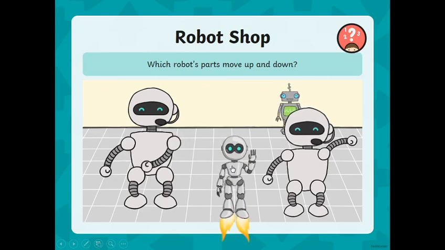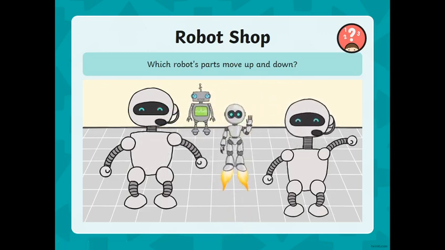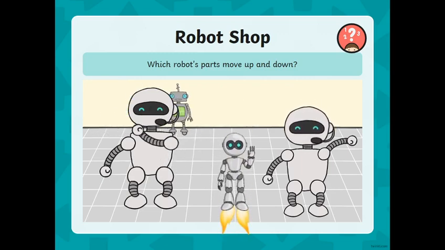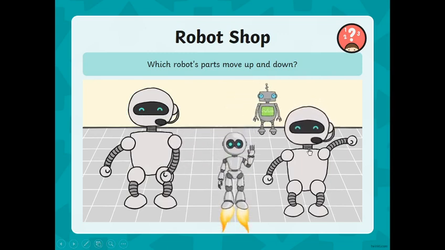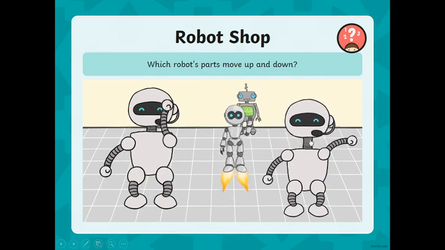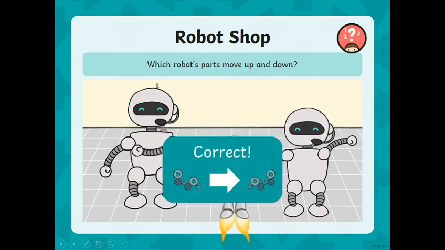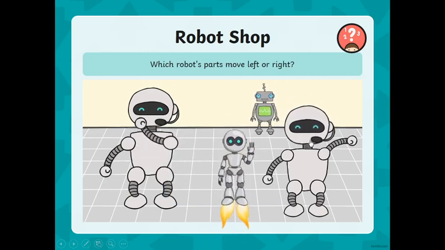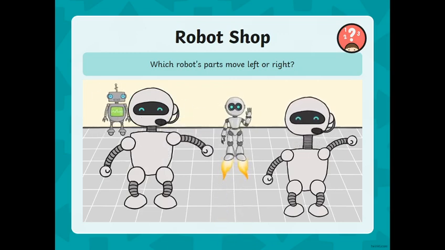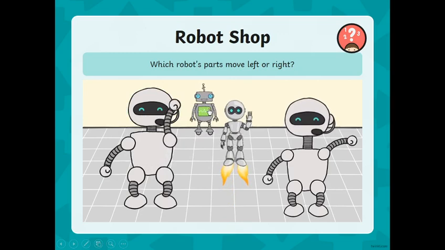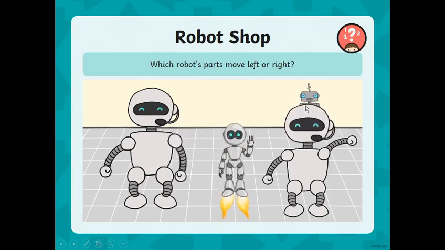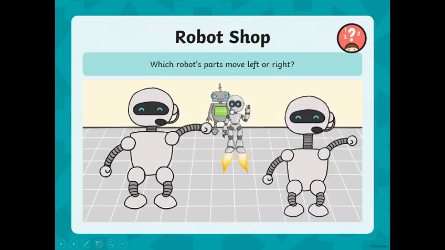Okay. Which robot's parts move up and down? So here we can see that this robot, his neck is moving up and down. So I'm going to click on this robot here. Okay. Which robot's parts move left to right? And here we can see the robot right at the back is moving in the directions of left and right. So for this reason I'm going to click on this robot here.